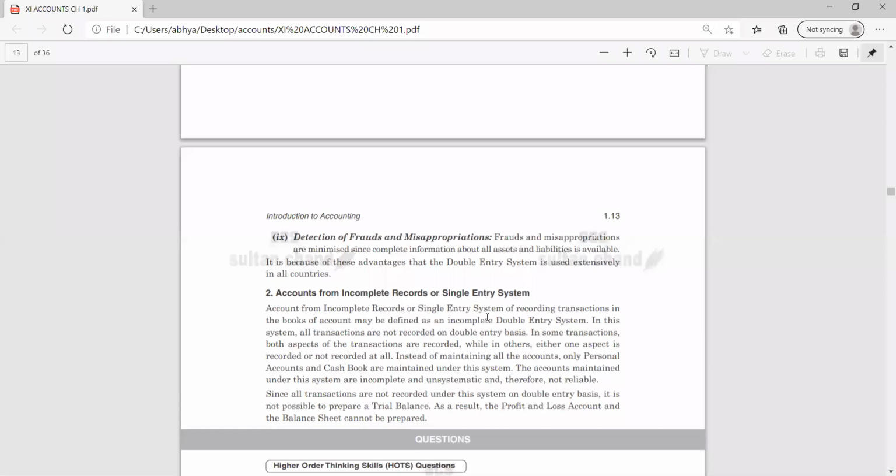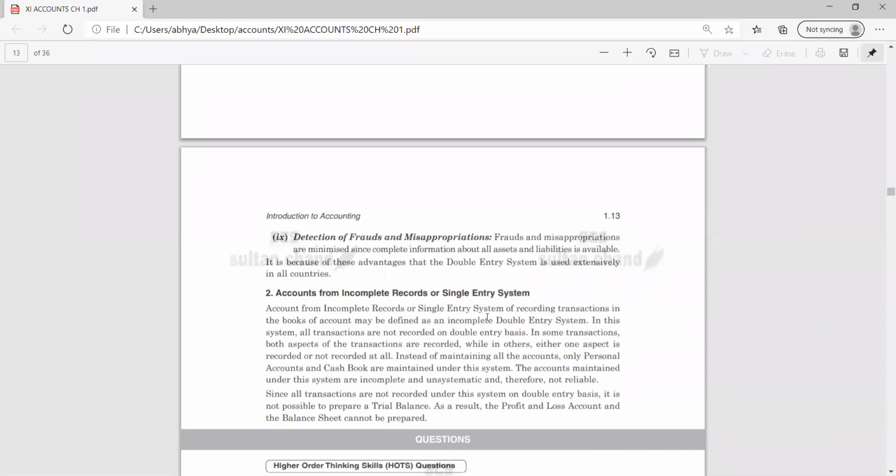But all the companies, all the banks, all the corporate identities, meaning the businesses which have separate legal identities, already I think you have studied this topic in BST, are not allowed to follow the single entry system. They have to follow only the double entry system because they need to publish their books of account, as many parties and stakeholders are interested in their business accounts. So they need to follow only double entry.